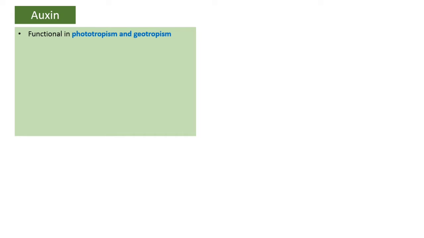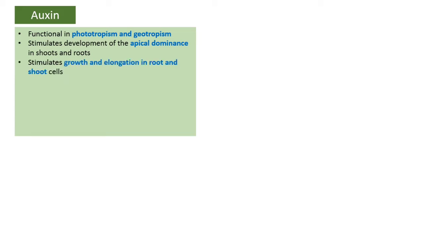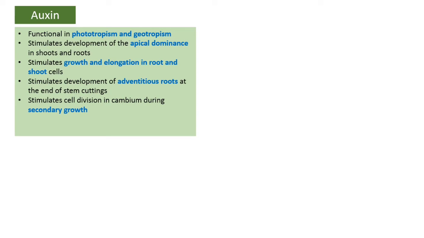Auxin. Auxin is functional in phototropism and geotropism, stimulates development of apical dominance in shoot and roots, stimulates growth and elongation in roots and shoot cells, stimulates development of adventitious roots at the base of stem cuttings, stimulates cell division in cambium rings during secondary growth, inhibits abscission of fruit and young leaf. Abscission means pengguguran daun dan buah. And lastly, inhibits growth of lateral buds.